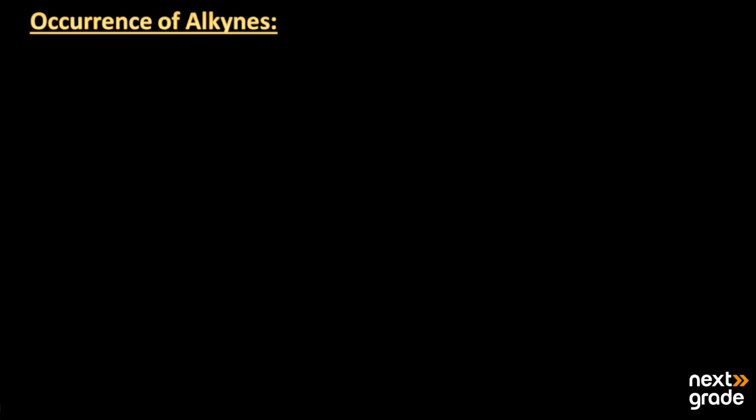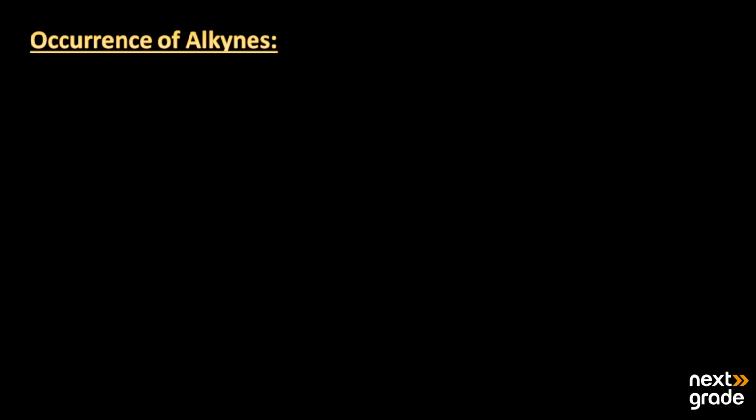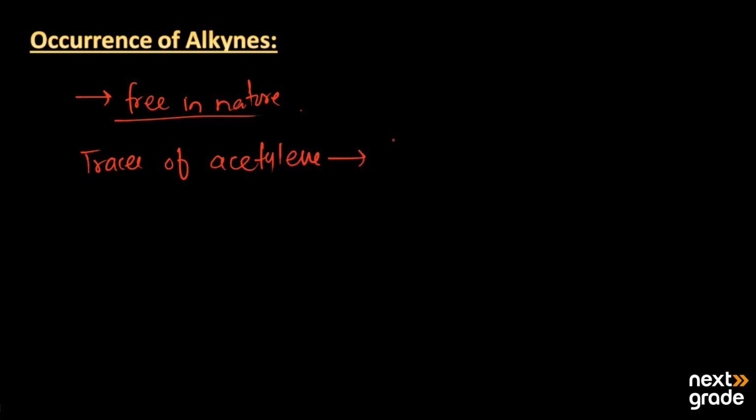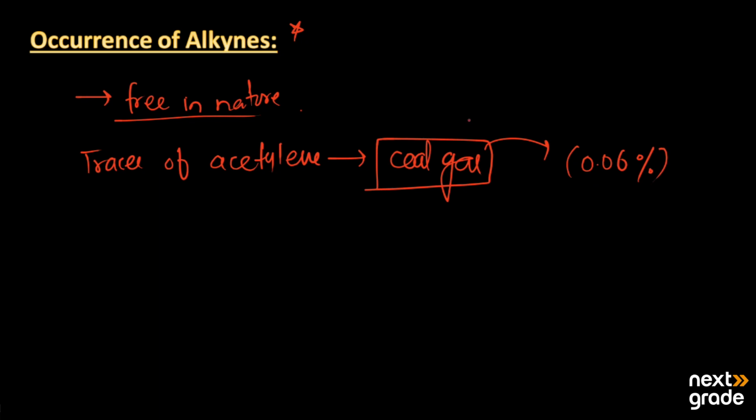Along with that, we have the occurrence of the alkynes, that is, where the alkynes are present in nature. For the occurrence, the first member, acetylene, is not present in the free state in nature. On the other hand, we have traces of acetylene present in coal gas. This is the main occurrence of alkynes in nature, and it is present at almost 0.06% in coal gas. Otherwise, we need to prepare it artificially.